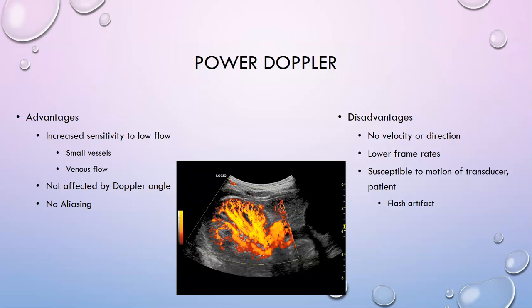You get lower frame rates, and it's particularly susceptible to an artifact known as a flash artifact. So when you are taking your SPI exam and you see a question that says, what artifact is power Doppler particularly susceptible to? You could answer now, flash artifact, because now you know.